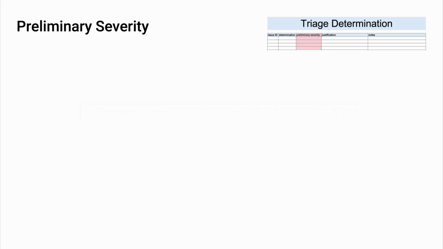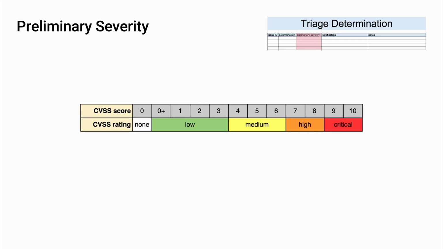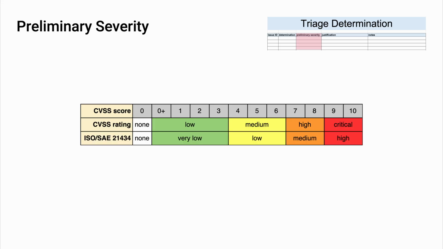Consider the following. Here's the CVSS score. It has a range from 0 to 10. Alternately, we can look at the CVSS rating. Its values are low, medium, high, and critical. We've added a true 0 or none here because that makes things easier when you're dealing with automation. These aren't the only choices for severity, also known as rank. If we look at what's specified in ISO SAE 21434, for example, we have very low, low, medium, and high.